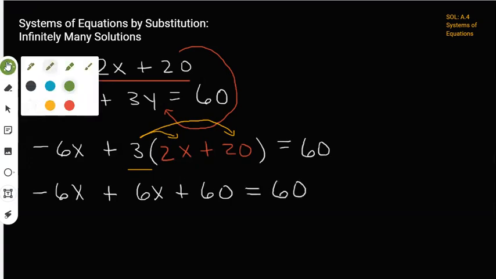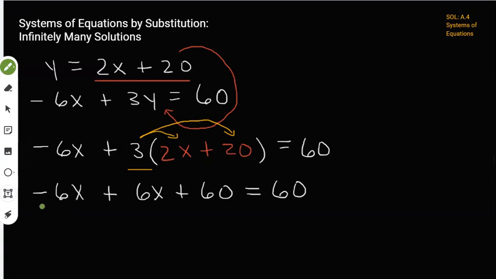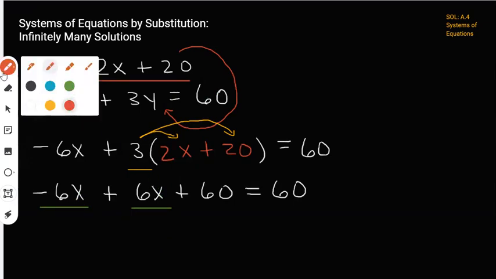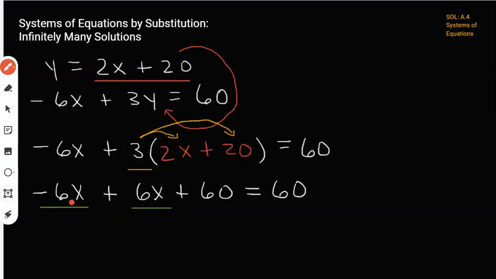Now what you'll notice is I have a negative 6x. I'm going to underline that. And I have a positive 6x, so I'm going to underline that as well. These both end with an x, which means that they're like terms, so I can put them together. What's negative 6x plus a positive 6x? A 0x. So these are actually going to cancel out, and I can cross out the negative 6x and the positive 6x.